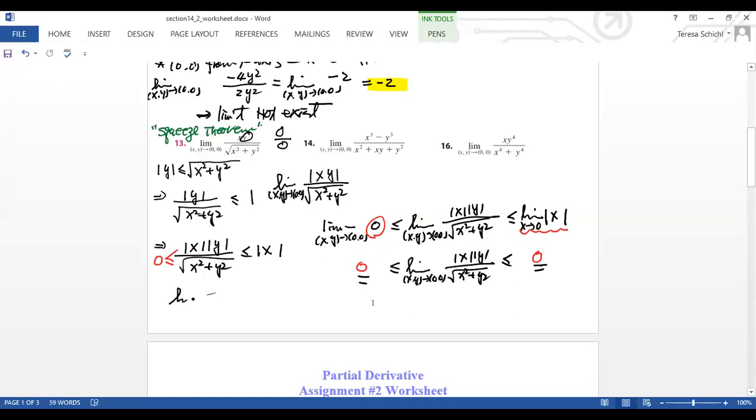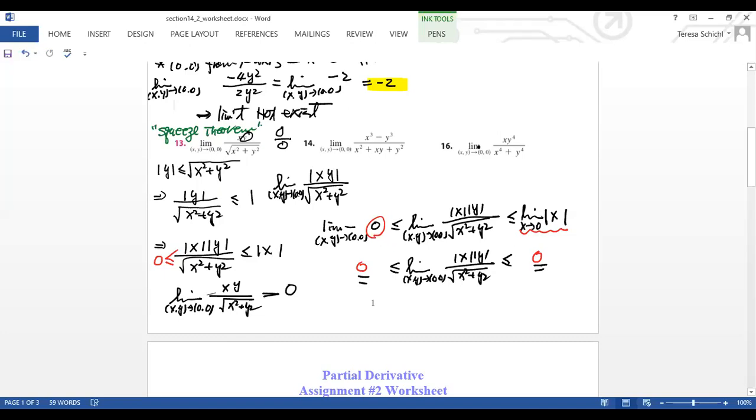That means if you take the absolute value of this function, it will approach 0. That means this function, xy over x squared plus y squared, what is this limit going to approach? Approach 0, right? So by the squeeze theorem, this limit exists, okay? So be very careful. When you do the squeeze theorem, that's what you need to see: how do you find both ends here, okay?